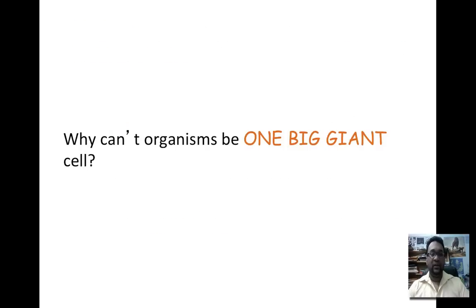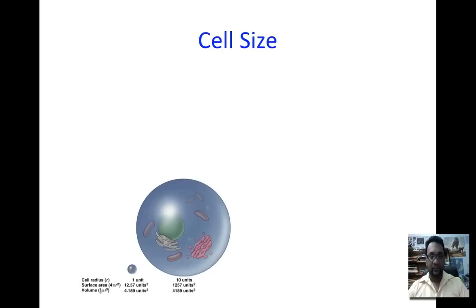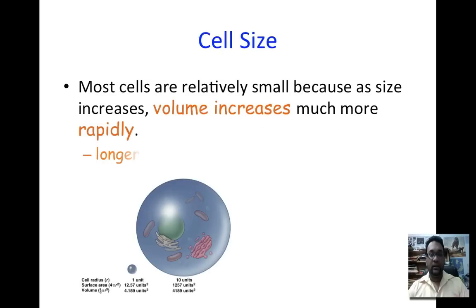So why can't organisms be one big giant cell? In other words, we're looking at the other end of the spectrum. We just saw that there's a certain limit of how small a cell can go, and that limit is set by the amount of DNA that is needed to make the enzymes necessary for life. Now on the other hand, cells can't just get infinitely big. There is a limit. Alright? And this is the reason for it.